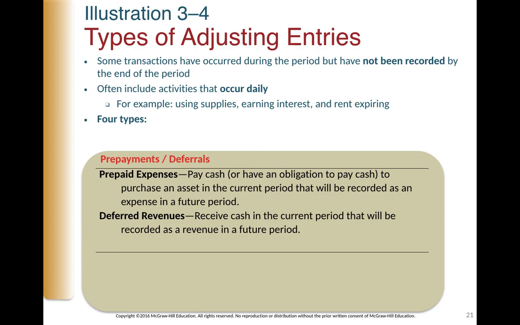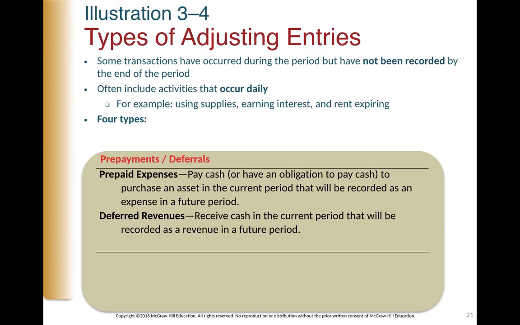We've got prepaid expenses, where we pay cash, or have an obligation to pay cash, but just say we pay cash, to purchase an asset in the current period that will be recorded as an expense in a future period. Think prepaid rent. We paid $6,000 up front for 12 months of lease, and we will record $500 worth of rent expense in each of our 12 monthly periods, so that at the end of the year we have $6,000 worth of rent expense, but we are showing it per period by the amount that we've used. In 1 month, we use 1 month's worth of rent.